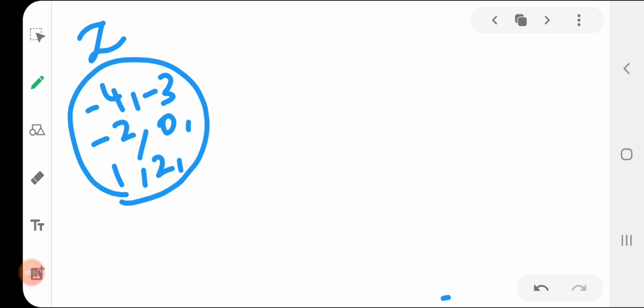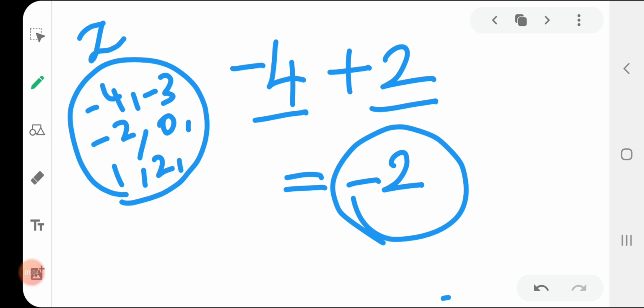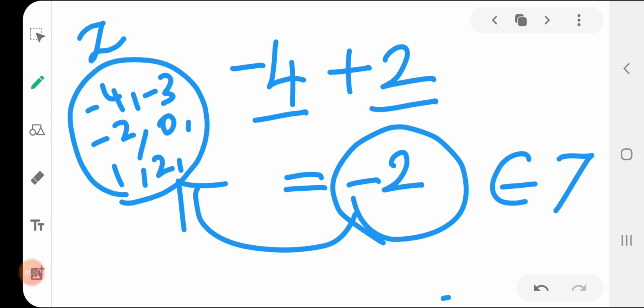For example, we will take minus 4 plus 2. Minus 4 plus 2 will be minus 2. This is also in the integer number set. It is one of the integers. So, adding two integers will again be an integer. Then it is called satisfying the closure property.